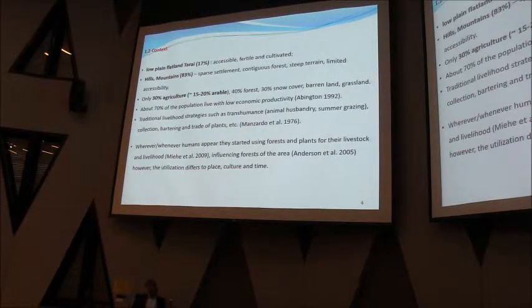So most of the hills and mountains have sparse settlement, contiguous forest, steep terrain, and limited accessibility. If we go through the whole country's figures, around 20% of the land is agriculture. However, only 15 to 20% is arable. Most of the cover is forest, followed by snow cover or barren land. Around two-thirds of the population are living in poverty or low economic conditions.